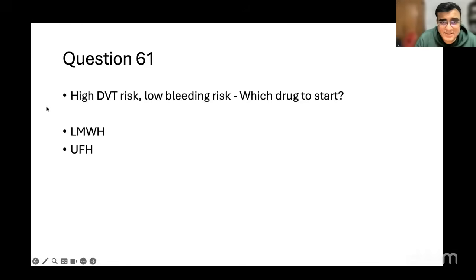High DVT risk, low bleeding risk, which drug to start? Low molecular weight heparin, always preferred. When you don't have contraindications for its use, it is the preferred agent for DVT prophylaxis, unless a contraindication exists.